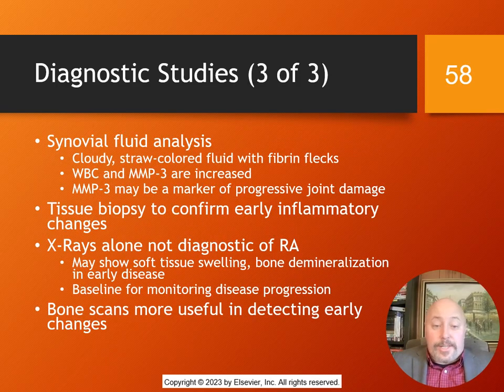Other studies: a synovial fluid analysis, a cloudy straw-colored fluid with fibrin, necks, white blood cells, and we can also do a tissue biopsy to confirm early inflammatory changes. An X-ray alone is not a diagnosis of RA, though that imaging could show the inflammation and breakdown that we could be expecting with the disease. Bone scans are more useful in detecting those early changes.